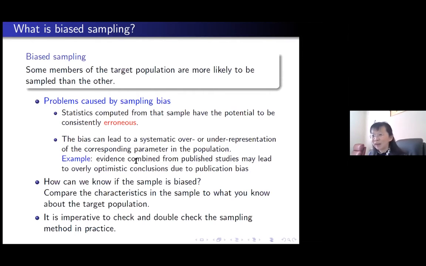Think about the characteristics that might have important relationships with the response variable. For example, assume that gender is associated with the response variable. If the observed data include only 20% males, which is quite different from the gender distribution of the target population, then the observed data are likely to be biased. We need to revisit the sampling method and correct the induced bias using statistical tools.